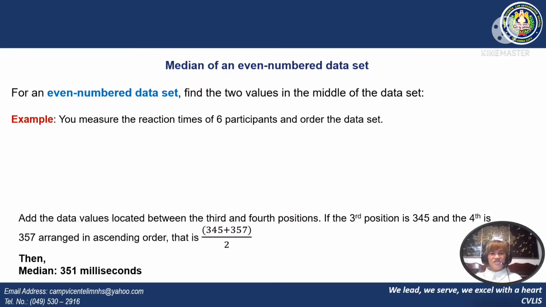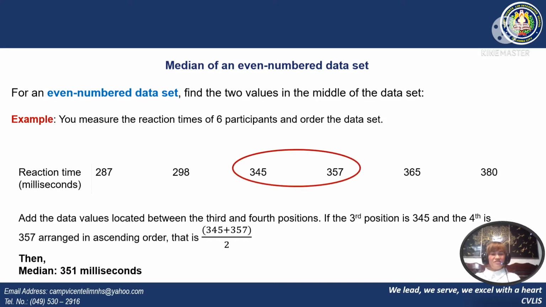As I mentioned a while ago, when we are talking about an even numbered data set, you simply get the two values in the middle and then divide the sum by 2. So in this diagram, we have the reaction time in milliseconds: 287, 298, 345, 357, 365, and 380. So the two middle values are 345 and 357. You get the sum of the two and then divide by 2. So we have 351 milliseconds for the 6 participants.